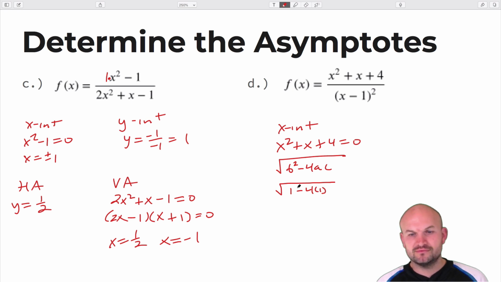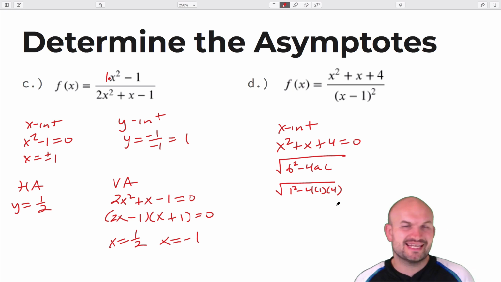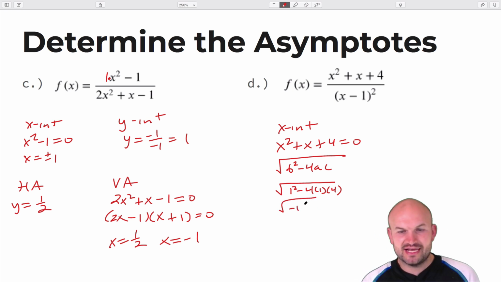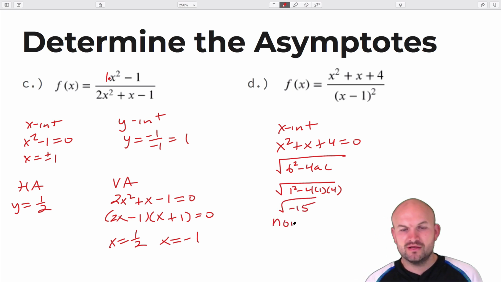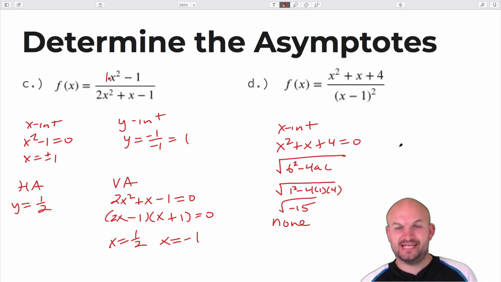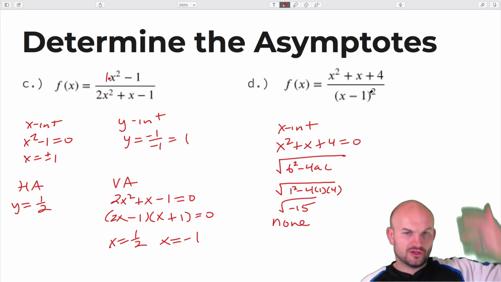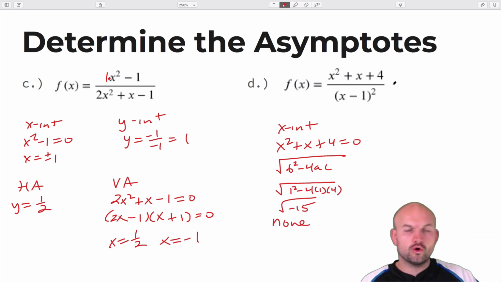4 times 1 times 4, right? This is basically 1 minus 16, which is a negative 15. So therefore, there are no x-intercepts. So that's just one thing to kind of look at ahead of time. I didn't need to do the whole quadratic formula to be able to determine that.